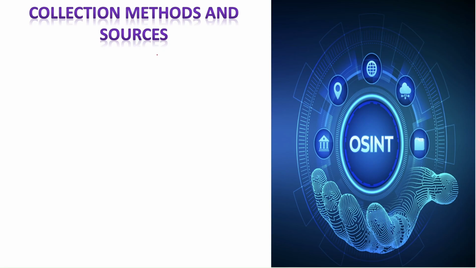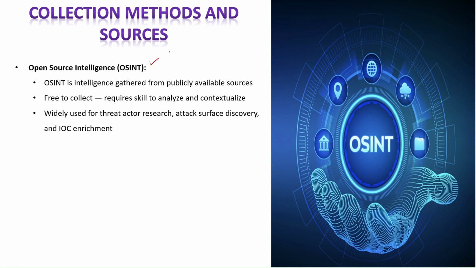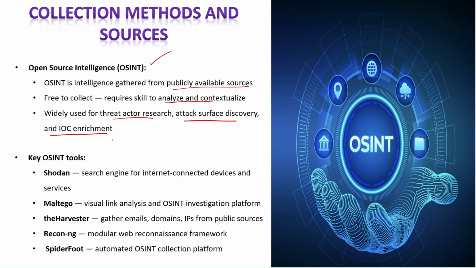Next, intelligence collection methods and sources, and the first one is OSINT, that is open source intelligence. OSINT is intelligence gathered from publicly available resources. It is free to collect and requires skill to analyze and contextualize. It is widely used for threat actor research, attack surface discovery, and indicator of compromise enrichment.